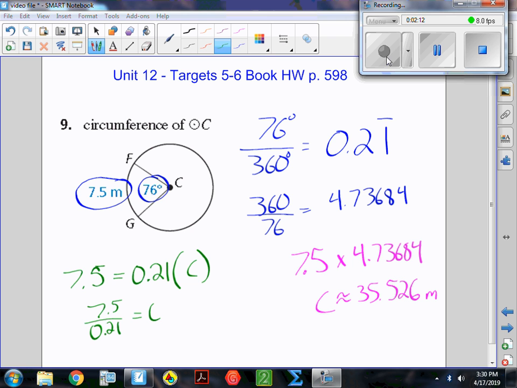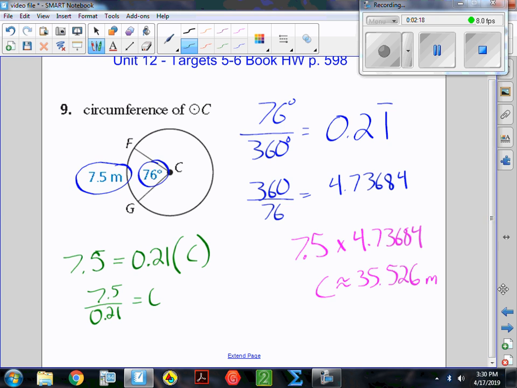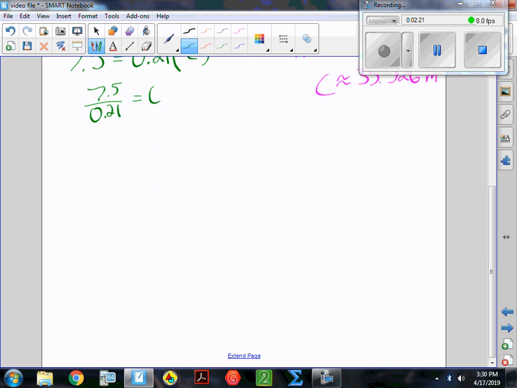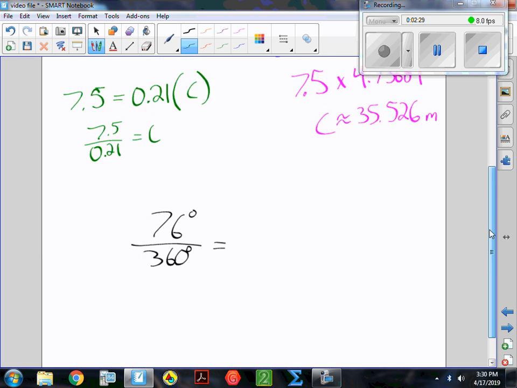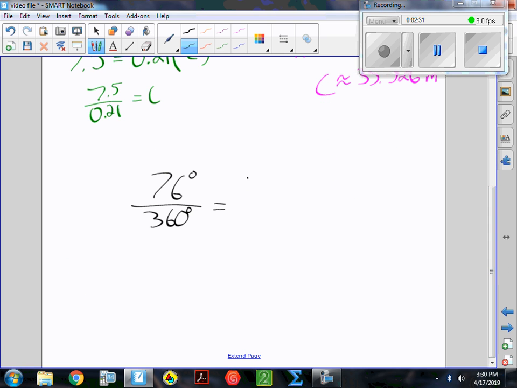So we can also use our equation part over whole. So I'm going to do that next. So we have the 76 degrees and the 7.5 meters. Those are both parts. 76 degrees is part of the 360 degrees. And that's equal to the part of the circumference, which was 7.5 meters, over the circumference itself. So you can set up an equation using part and whole.